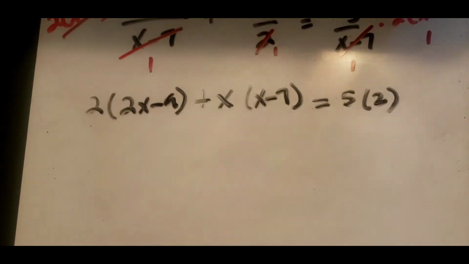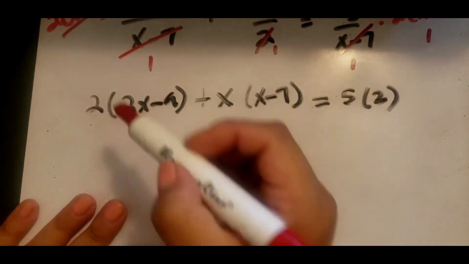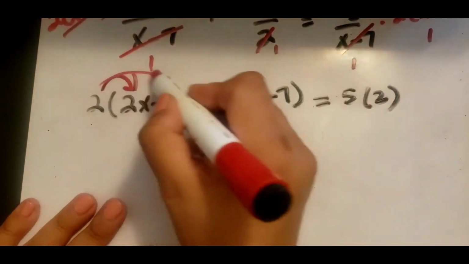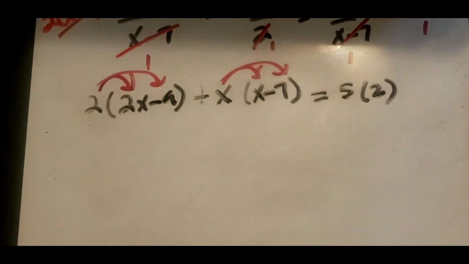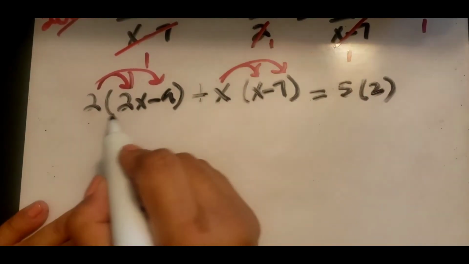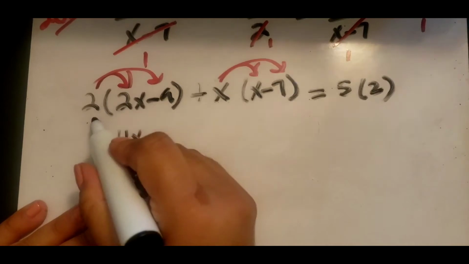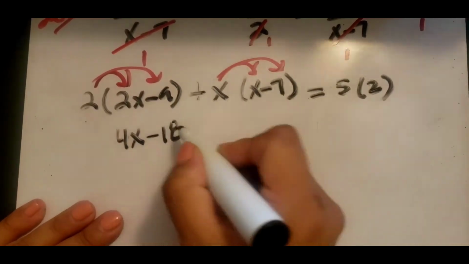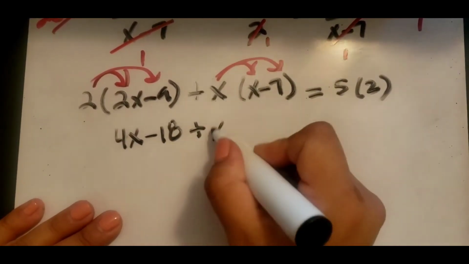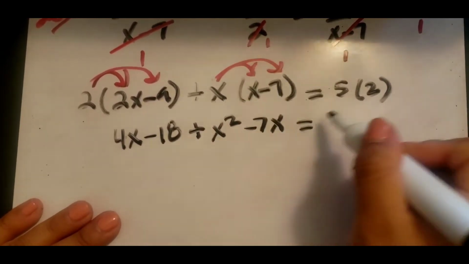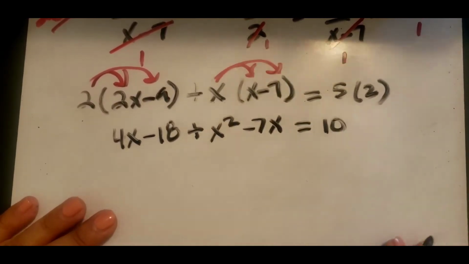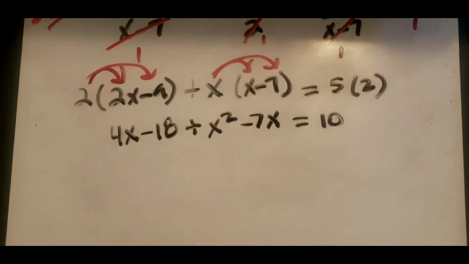Okay, so now the next part is to start distributing. So we're going to distribute a 2 here. And over here, we're going to distribute the x. Okay, so now we're left with 2 times 2, which is 4x. 2 times negative 9, which is negative 18. Plus x times x is x squared. x times negative 7, negative 7x. And 5 times 2, which is 10. Okay, awesome. All right, so now we're going to combine like terms.